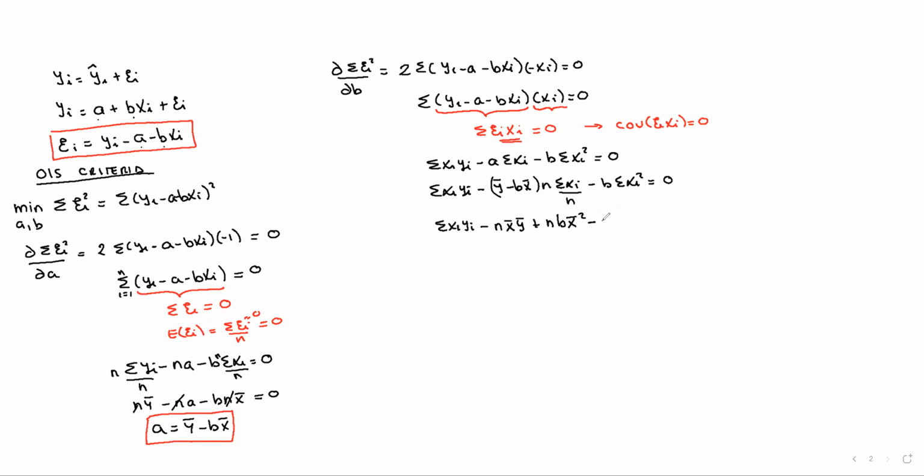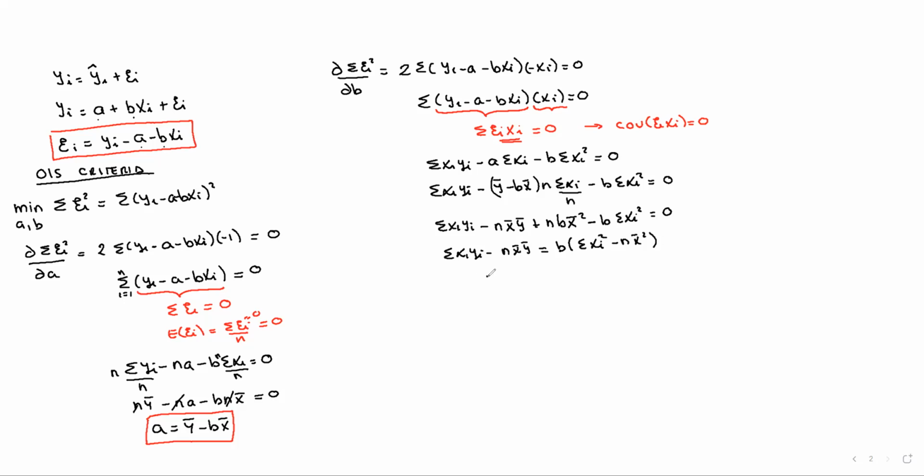And then minus b sum of xi squared equals 0. So what I will do is move all the elements that have b to the right, and keep this part here. So this is going to be equal to sum of xi yi minus n x bar y bar equals b, this common factor, sum of xi squared minus n x bar squared.